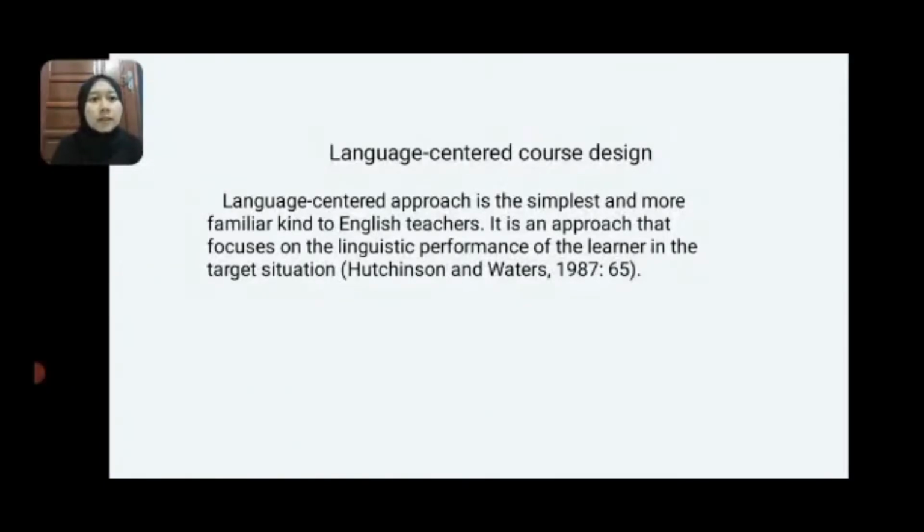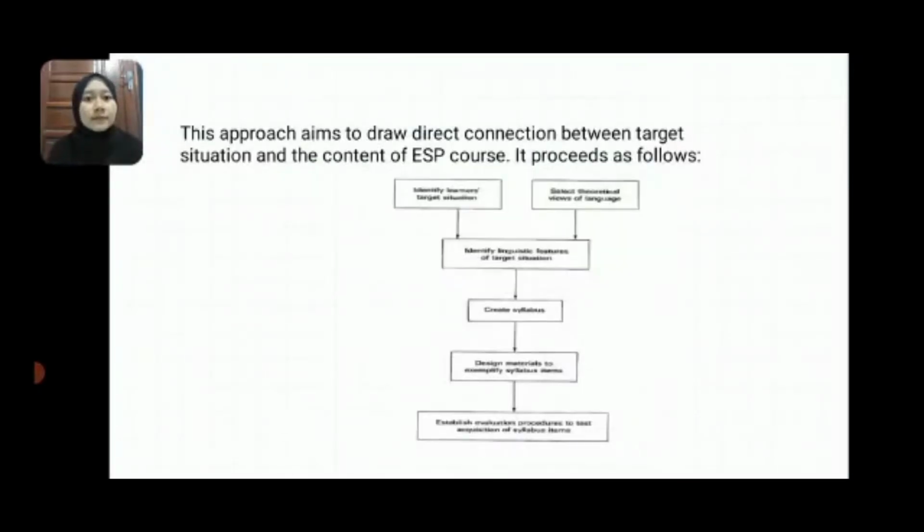Language-centered course design. The language-centered approach is the simplest and the most familiar to English teachers. It is an approach that focuses on the linguistic performance of the learner in the target situation (Hutchinson and Waters, 1987, p. 65). This approach aims to draw a direct connection between the target situation and the content of the ESP course.